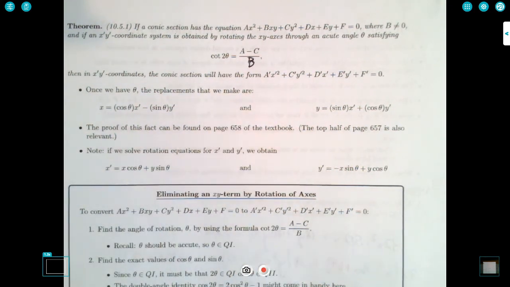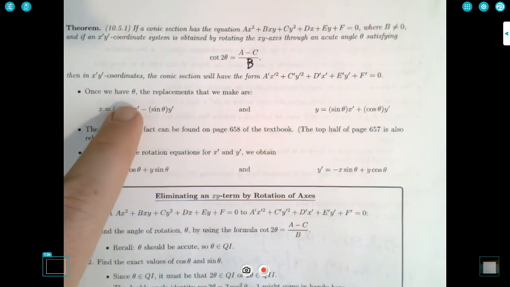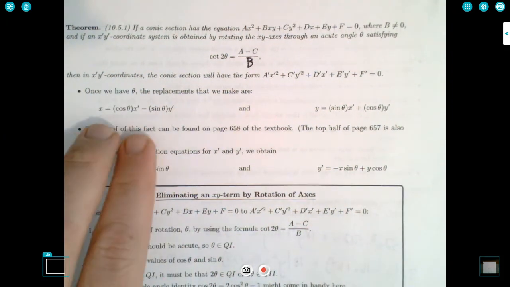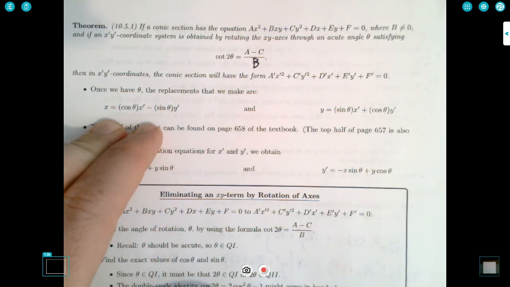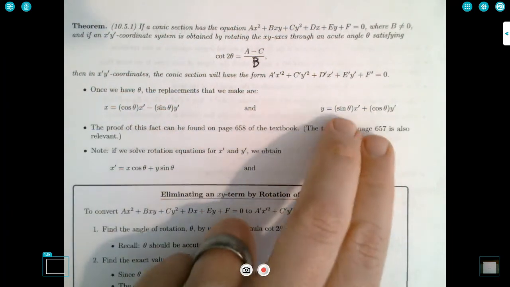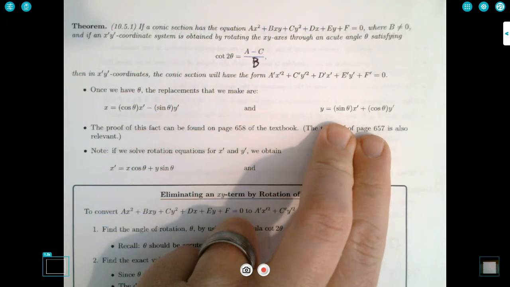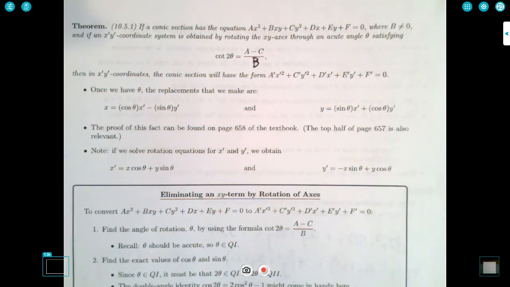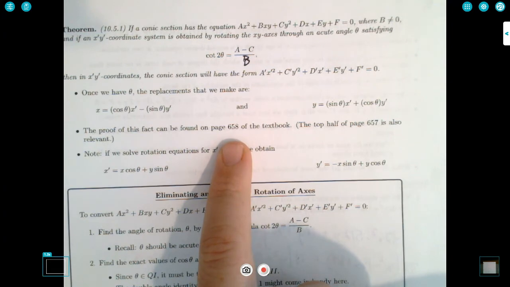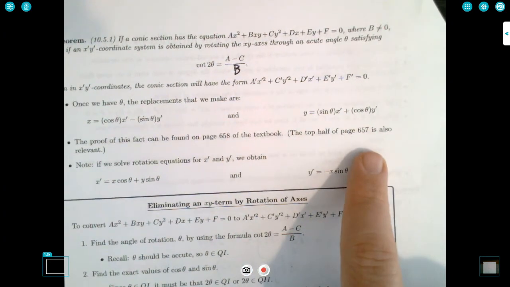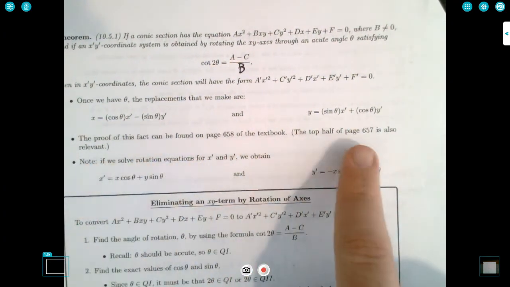And then how do you get the x prime and y prime coordinates? Well, once we know what theta is, the replacements that we make are these, right? X is cosine theta x prime minus sine theta y prime. And y is sine theta x prime plus cosine theta y prime. Okay, the proof of this fact can be found on page 658 of your textbook. The top half of page 657 is also a good read if you're trying to understand where all this stuff comes from.